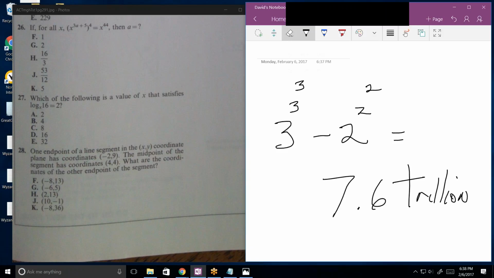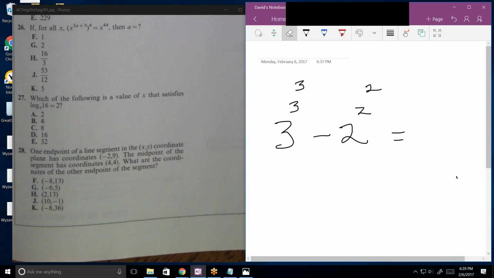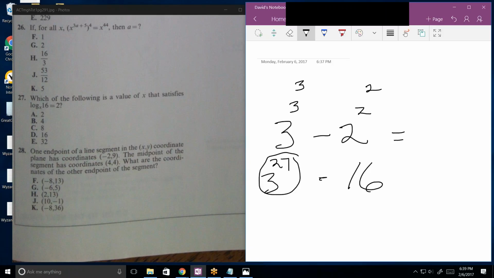Well, let's do the right side. Start from the top down. 2 squared is 4, so this is the same as 2 to the 4th. So this number is 16. Do the left side. 3 cubed is 27, and 3 to the 27th power is 7 trillion. You have 7 times 10 to the 12th. It's got 12 zeros. So you have 7 trillion minus 16, still 7 trillion.